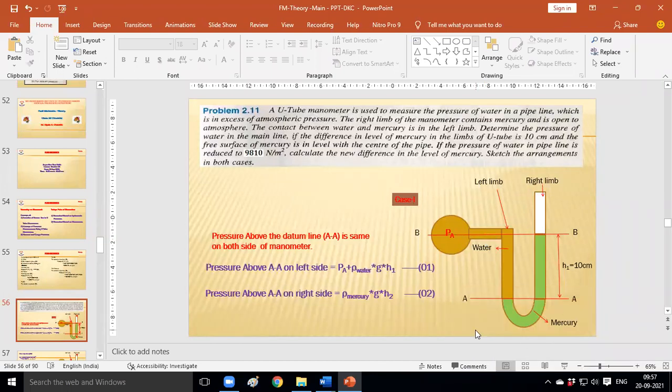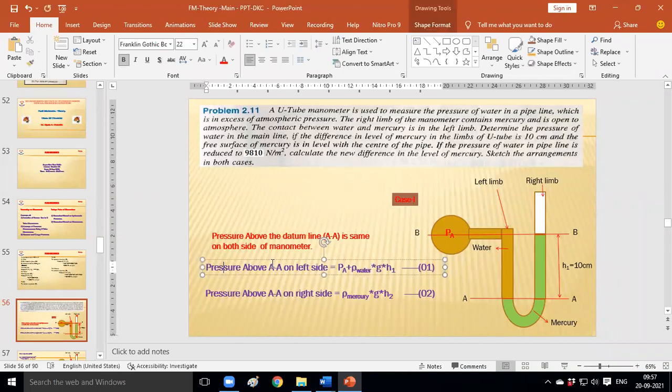Okay. In case of the right limb, how many liquids above the datum line? One liquid, correct. And the name of that liquid is mercury. Is it understood? Yes, sir. If this part is understood, the numerical is very simple now.